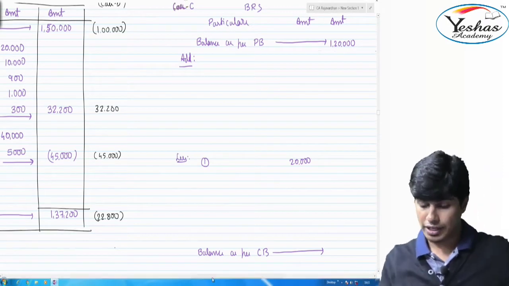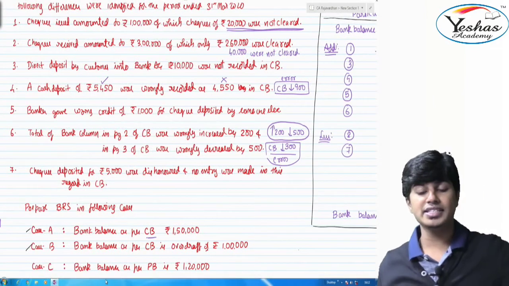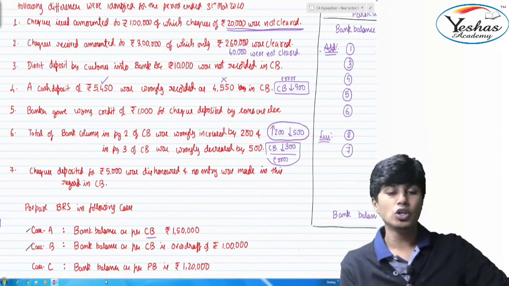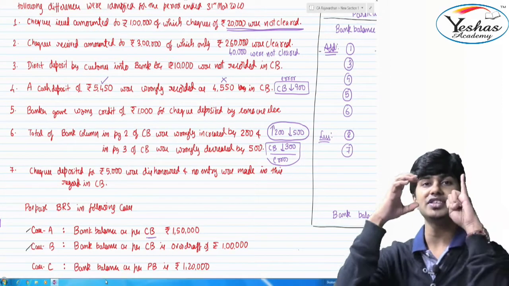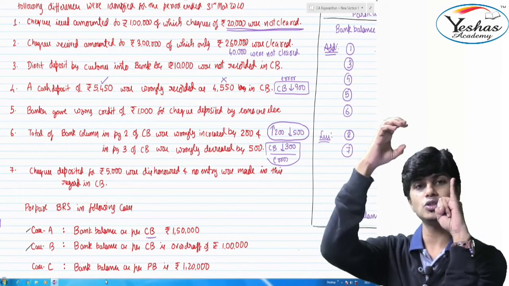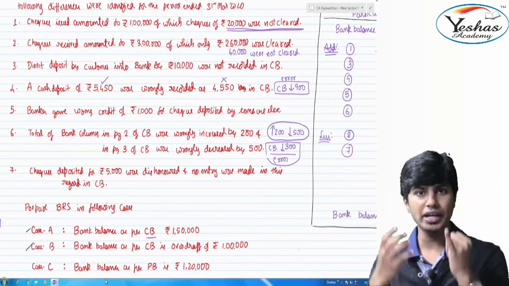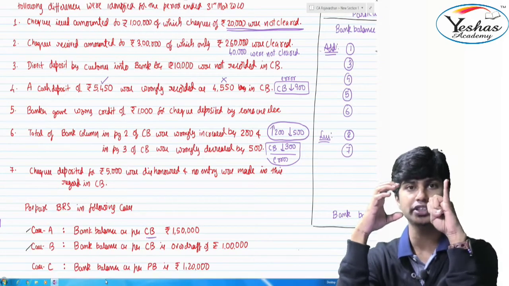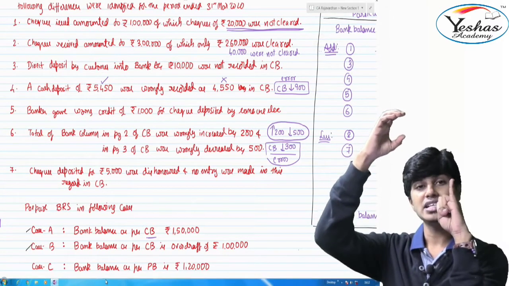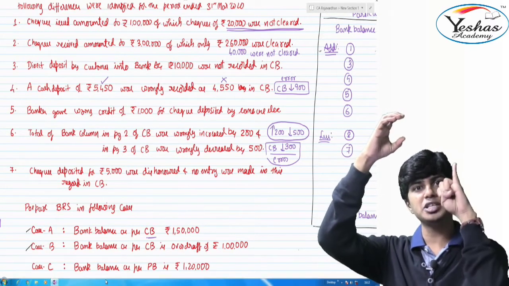Come on, let us go to the second one. What's the second one? Checks received amounted to 3 lakh, of which 2,60,000 was cleared. So you received checks worth 3 lakh. When you received checks worth 3 lakh, your cash book increased by 3 lakh. But only 2,60,000 worth of checks are cleared. So 2,60,000 is the increase in the passbook.